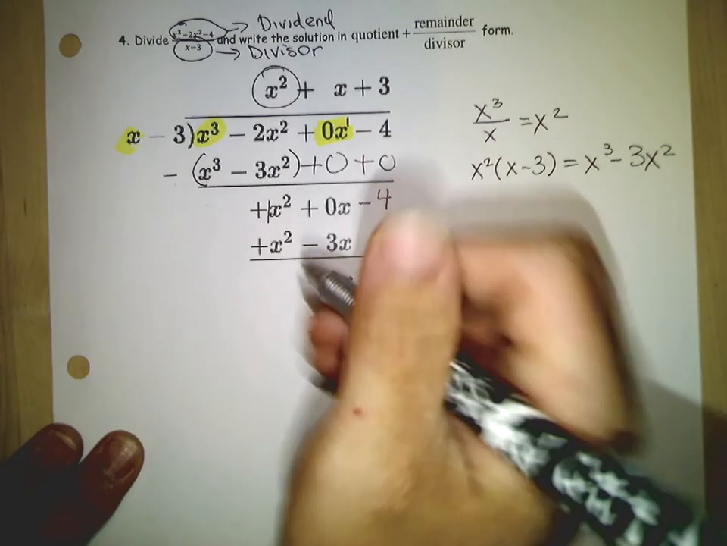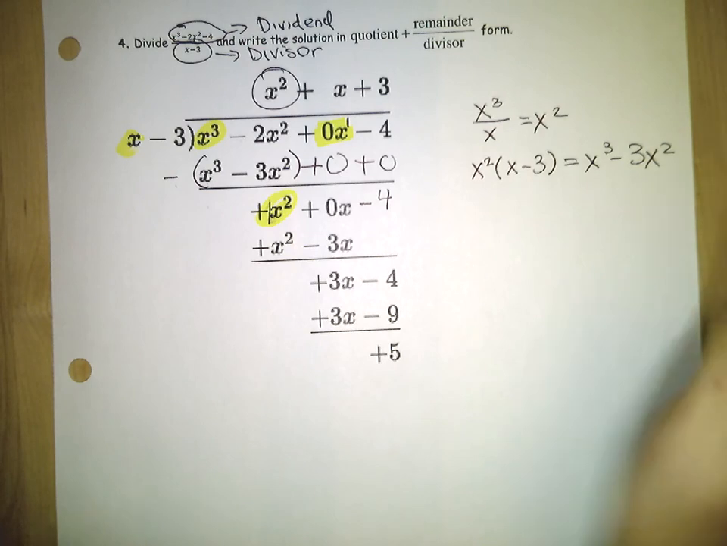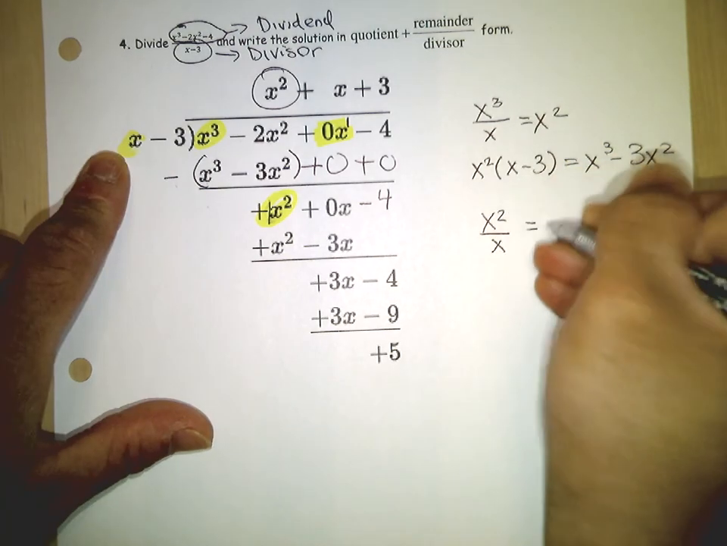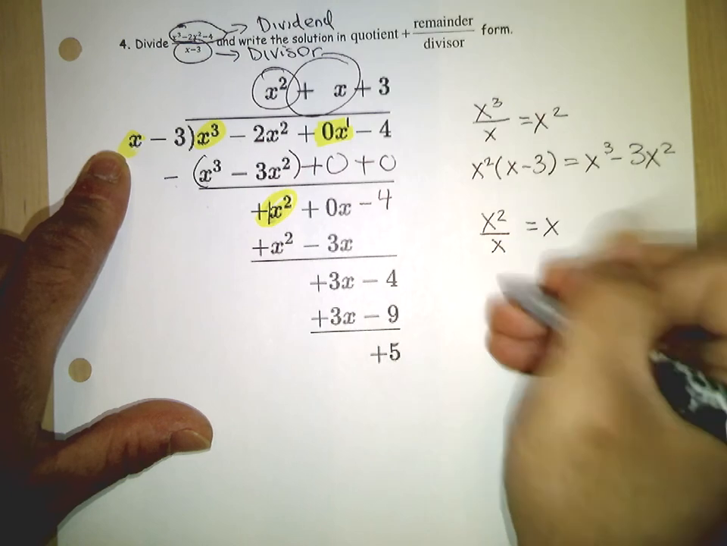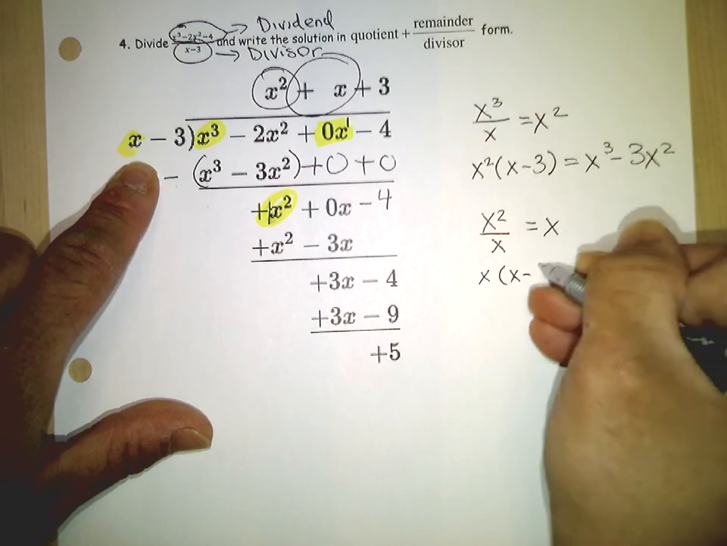All right, so now I look at the first terms again. So I have x squared divided by x, so that's x, so that's where this comes from. I multiply that quotient times the divisor of x minus 3.